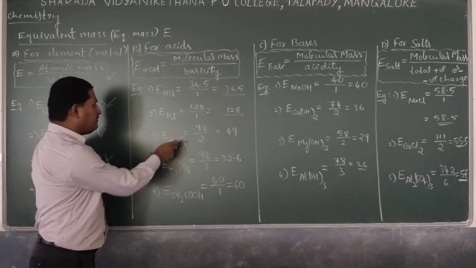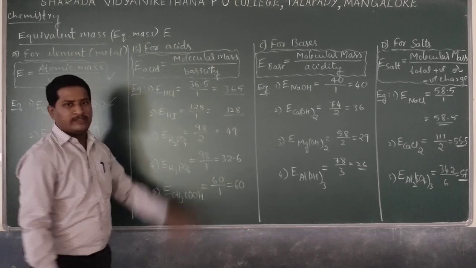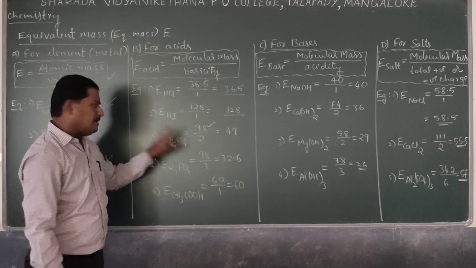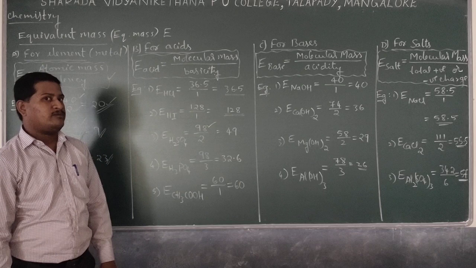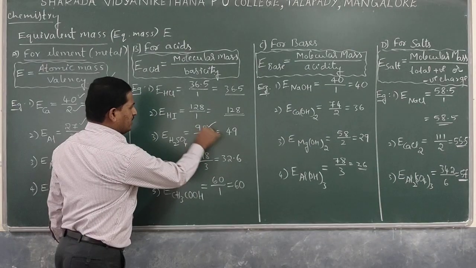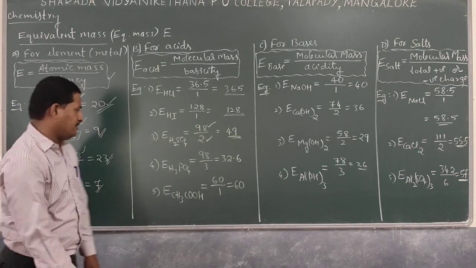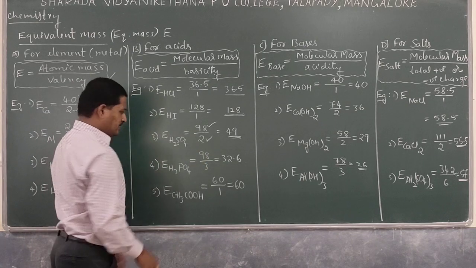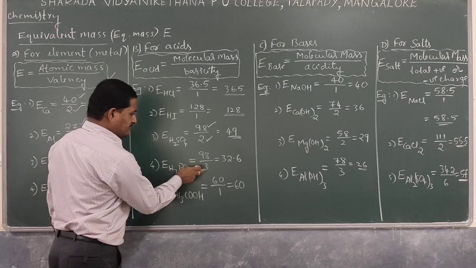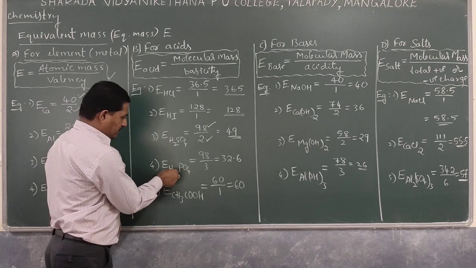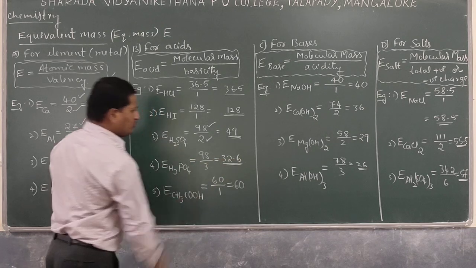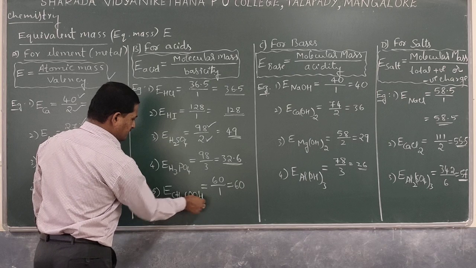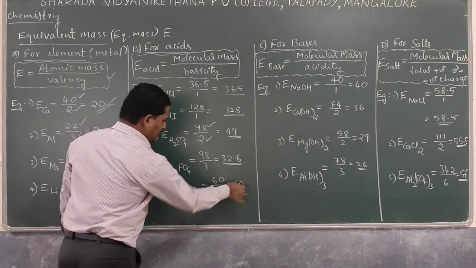Coming to sulfuric acid, molecular mass divided by basicity. Molecular mass of sulfuric acid is 98, and sulfuric acid is a best example of a dibasic acid, so basicity is 2. 98 divided by 2 is 49. Next, phosphoric acid. Molecular mass of phosphoric acid is 98, and its basicity is 3, since 3 replaceable hydrogens are present. So it is 32.6. Next comes acetic acid. Molecular mass is 60, and acetic acid is a monobasic acid, basicity 1, so it is 60.